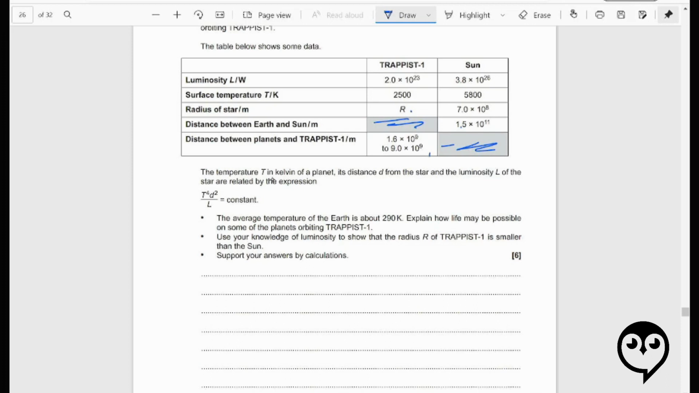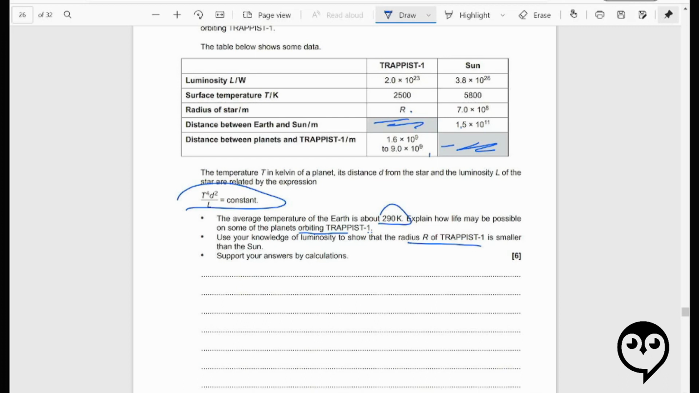The temperature in Kelvin of the planet, D is the distance from the star, from the planet to the star, and L is the luminosity. Okay, we've got this expression here. All right, so the average temperature on Earth is about 290. Explain how life may be possible on some of the planets orbiting TRAPPIST-1. And then use your knowledge of luminosity to show the radius.